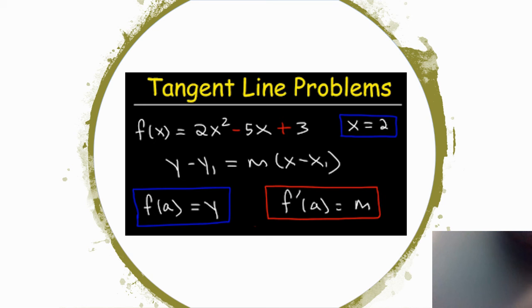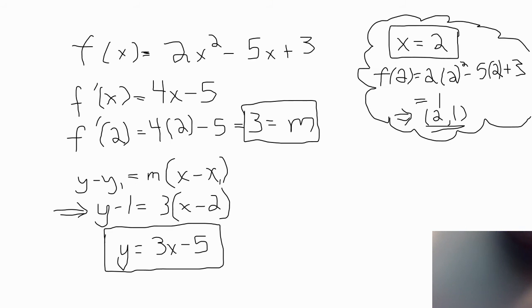You're given a function, you're given a point, x equals 2. You need to plug in that point into the original function to find your y value. Then you take the derivative, you plug in that point into the derivative, and you get the slope of the function, the slope of the tangent line. Then you use point slope form to find the equation. We'll look at an example.